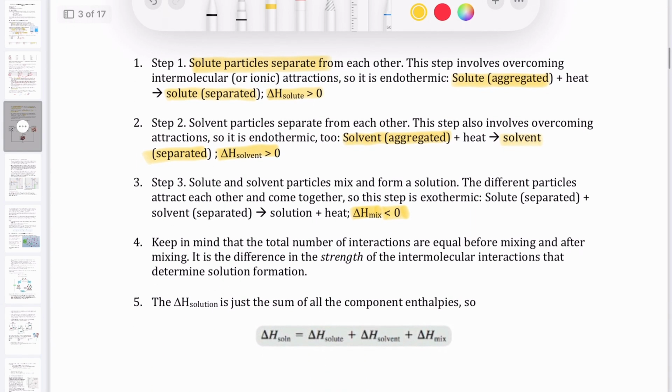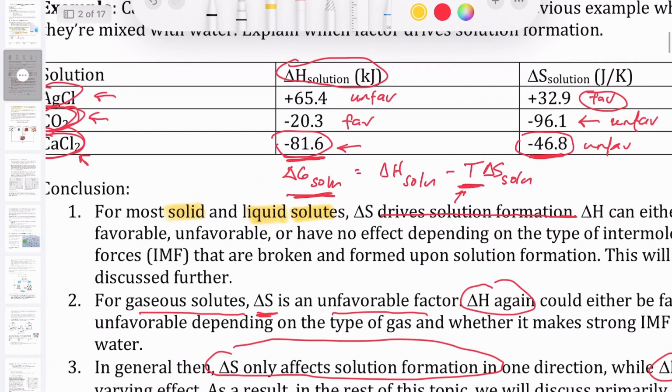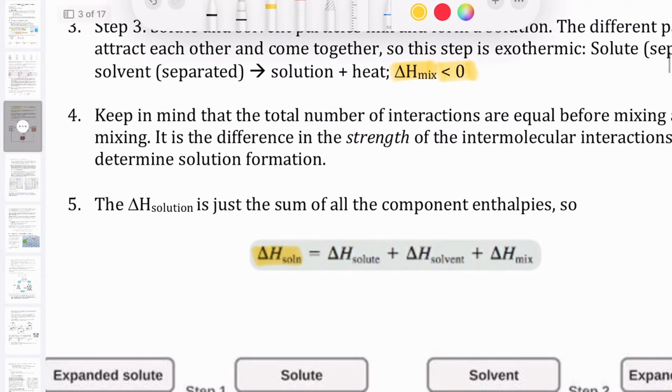So the delta H of the solution, which is the number we calculated earlier in the earlier section when we discussed this, right, is really the sum of these three components of the solution formation: the delta H of solute, the delta H of solvent, and the delta H of mix. And these two are endothermic, and the delta H of mix is exothermic.